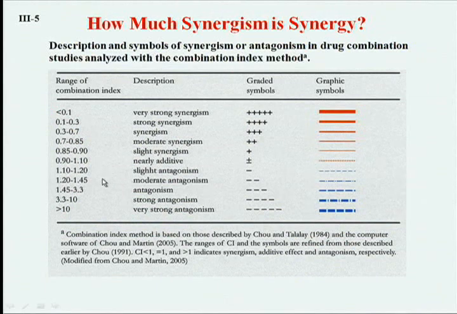Here, how much is synergism? Because people say synergy, it can be tiny synergy, it can be very strong synergy. So this is my recommendation. The combination index range from 0.9 to 1.1 is nearly additive. Then slight synergism, moderate synergism, strong synergism, very strong synergism, and the same thing for antagonism. And just a color and graphic line for the graphic. So this is a recommendation. So everything is quantitative.